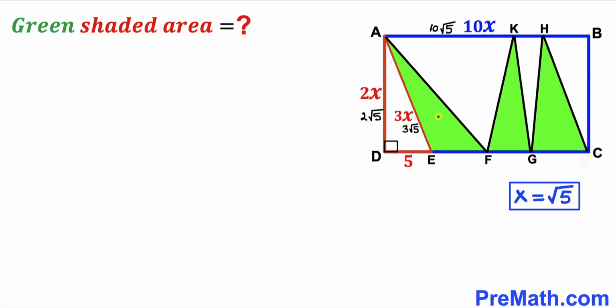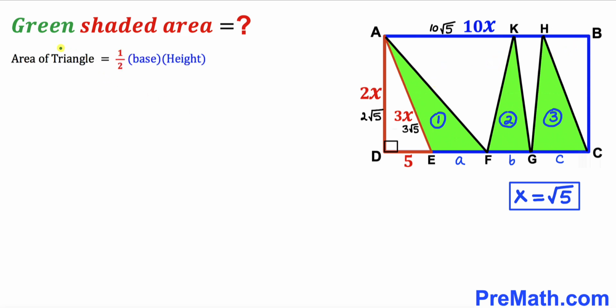And here's our next step. I am going to label this green triangle as number 1, this triangle as triangle number 2, and finally this triangle number 3. Now let's assume that the base of triangle 1 is lowercase a. The base of triangle number 2 is lowercase b. And finally, the base of triangle number 3 is lowercase c. Now we are going to calculate the area of all these three individual green triangles.